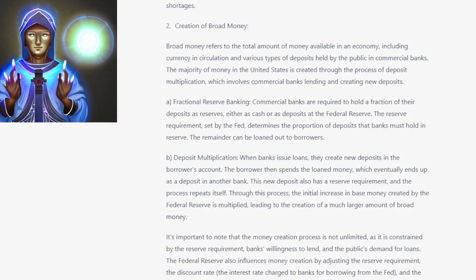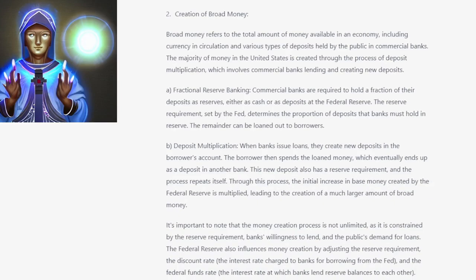Creation of broad money. Broad money refers to the total amount of money available in an economy, including currency in circulation and various types of deposits held by the public in commercial banks. The majority of money in the United States is created through the process of deposit multiplication, which involves commercial banks lending and creating new deposits.